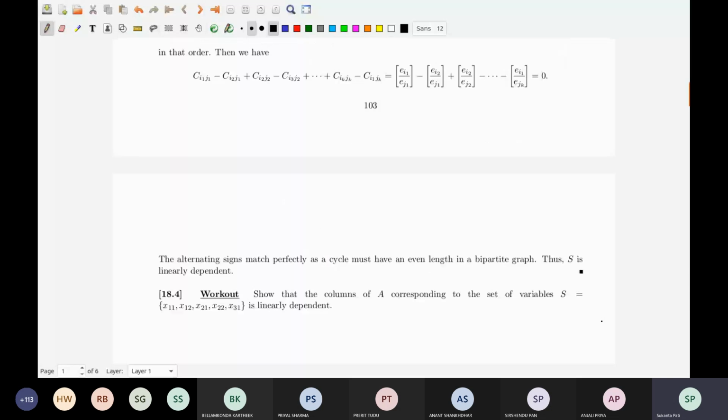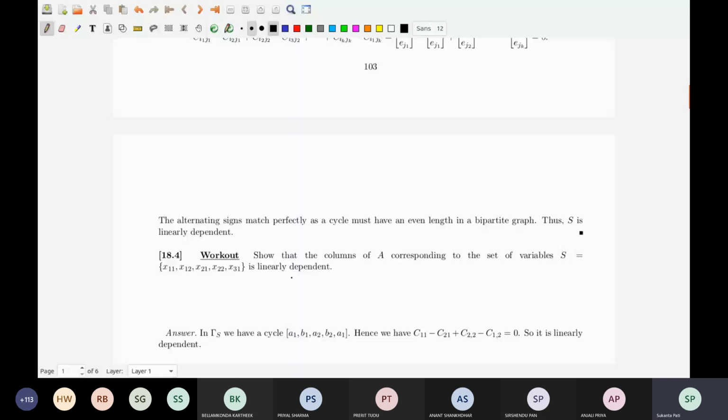So for example, consider the columns of A corresponding to the set of variables that I have given here: x11, x12, x21, x22, and x31, which is linearly dependent. This is not just some m by n, it could be some 10 by 20, some big transportation problem. So then what you can see is that there is a cycle, where the first edge is from A1 to B1.